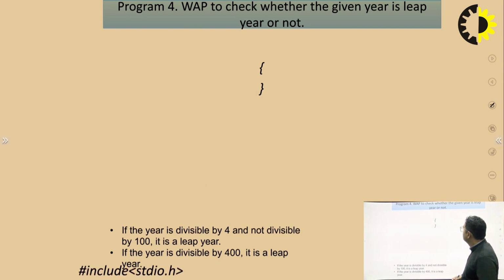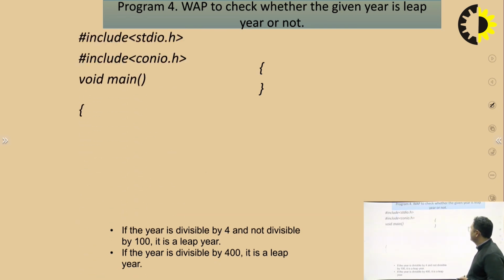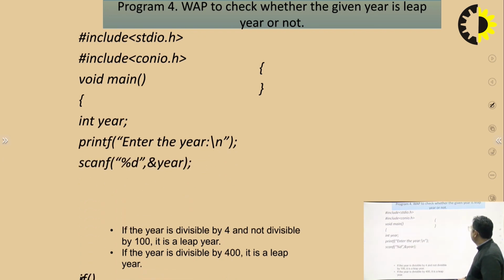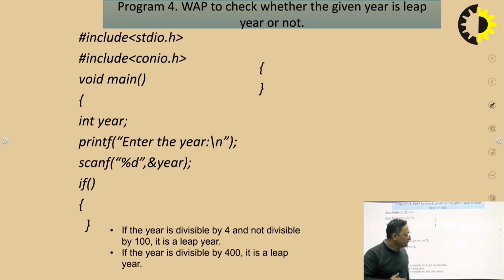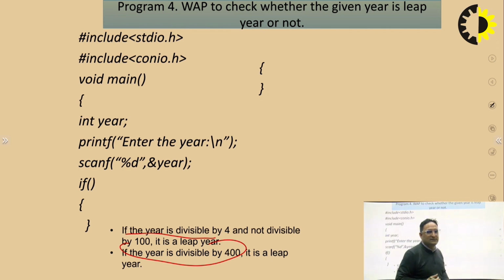Now we have a program for checking whether a year is a leap year or not, right? So by definition, if a year is divisible by 4 and not divisible by 100, it is a leap year. And if the year is divisible by 400, directly it's a leap year. But if the number is divisible by 4 but not divisible by 100, it's a mix and match of conditions. You see the complexity of this program, right?